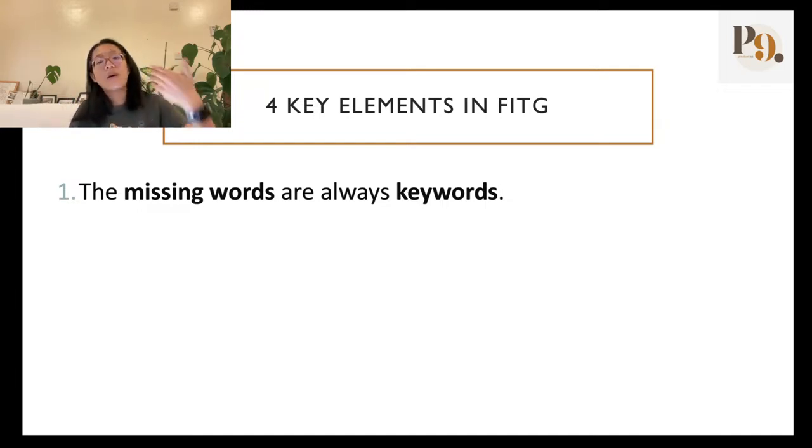Okay, and grammatically speaking, we often have names, numbers, proper nouns. You have adjectives. Verbs are normally keywords in a sentence. So in filling the gaps in IELTS reading, the answers to the questions are normally keywords. I would say I have never done any exercise where the missing words are not keywords.